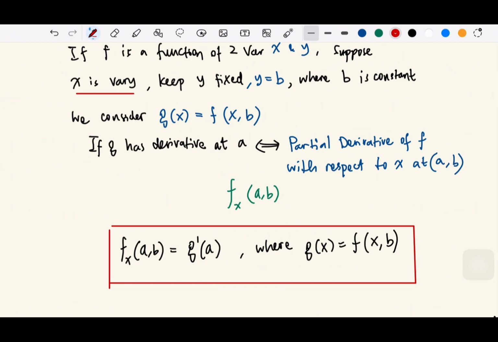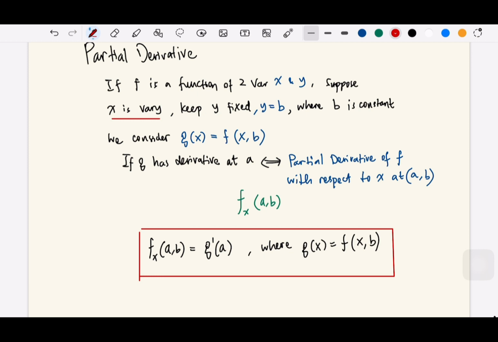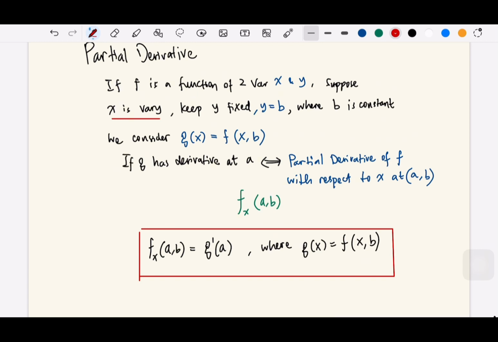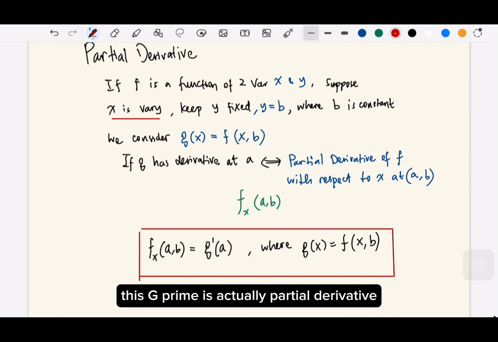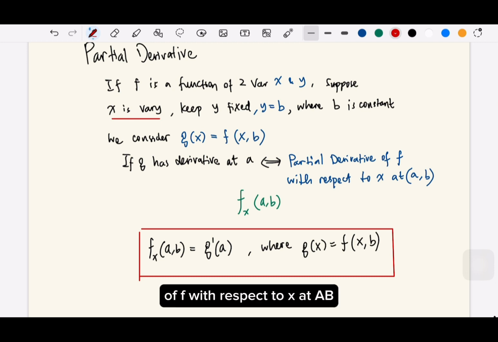So we start from f, a function of two variables x and y. We make x vary, and let's say y is fixed as a constant b, and we develop another function we call g. So g is actually f, but with y as the constant b. If g can be differentiated, we get g prime. It means that this g prime is actually the partial derivative of f with respect to x at (a, b).